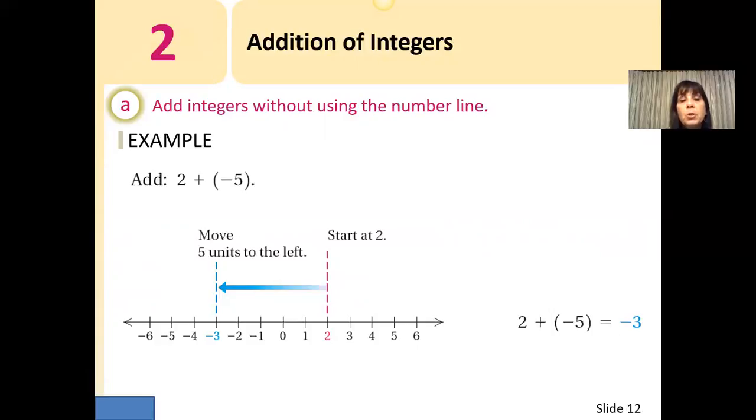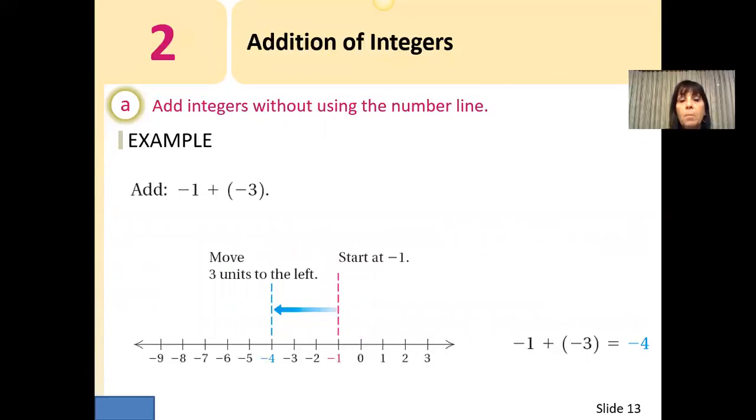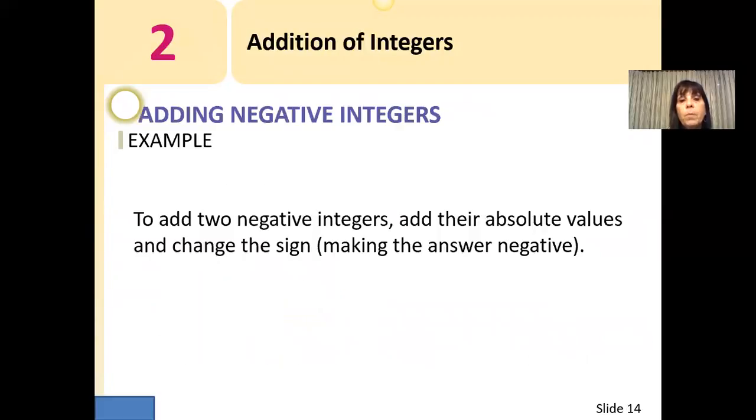So if you start at 2 and move 5 units to the left, you will be at -3. All right, we will be learning rules that you can use in a couple of slides where you don't actually have to use the number line. But here's another example. If I start at -1 and add to that -3, I go from -1, 3 units to the left, and I'm going to end up at -4.